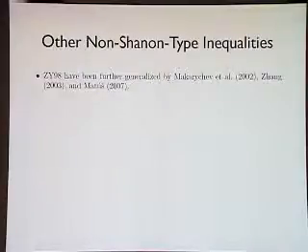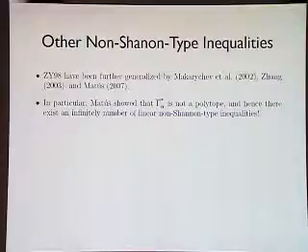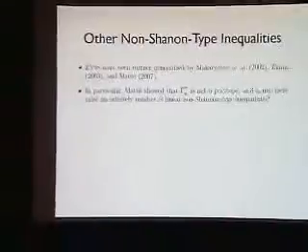Oh, by the way, although I was responsible for formulating the problem, I actually played a relatively minor role in discovering ZY98. It was mostly Zhen Zhang's credit for that inequality. Now, in particular, Matúš in 2007 showed that gamma n star bar actually is not a polytope. And hence there exist infinitely many linear non-Shannon-type inequalities. So in fact, the story is that the number of non-Shannon-type inequalities is much more than the number of Shannon-type inequalities.